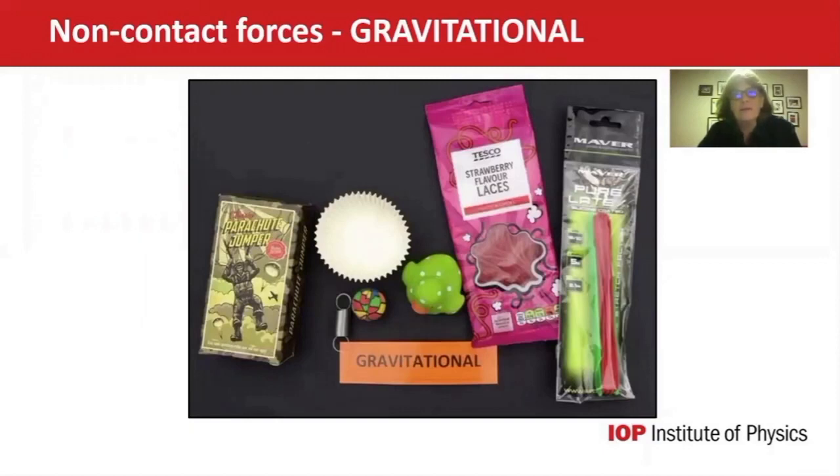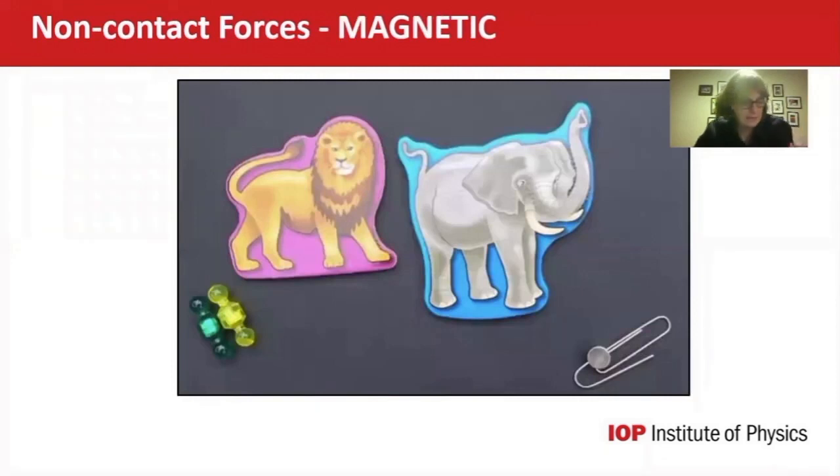What about context and careers? Well, weight on different planets is an interesting context. It's not exactly everyday physics, but it's a chance for students to think about space, which is a great gender-neutral context. Another example of a non-contact force is magnetic force, and these fridge magnets enable you to explore this Marvin and Milo investigation.